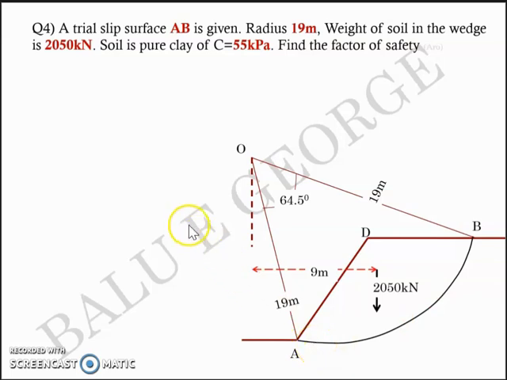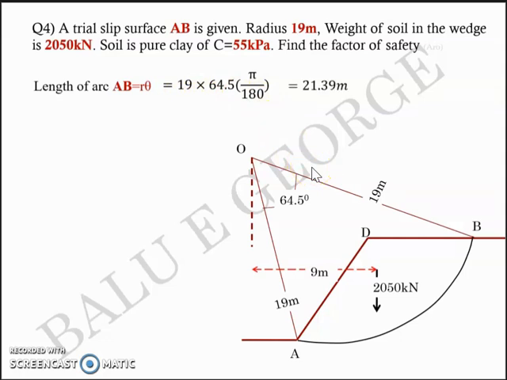So the length of the arc AB is nothing but r theta. Theta is 64.5 and r is 19 meter. The only thing that you need to take care of is to convert theta into radians. So converting that to radians by multiplying by pi by 180, you'll get 19 multiplied by 64.5 multiplied by pi by 180. So that turns out to be 21.39 meters. So that's the length of the curve AB along this failure surface.